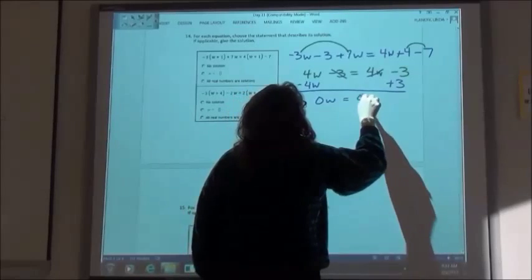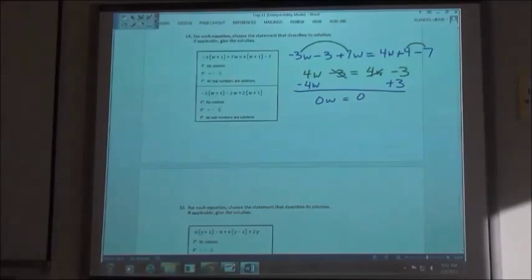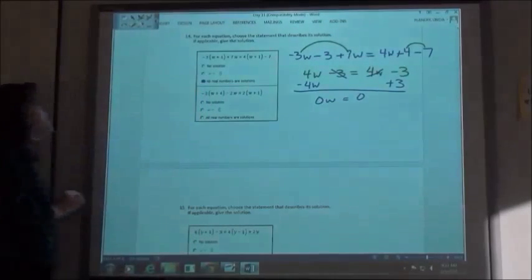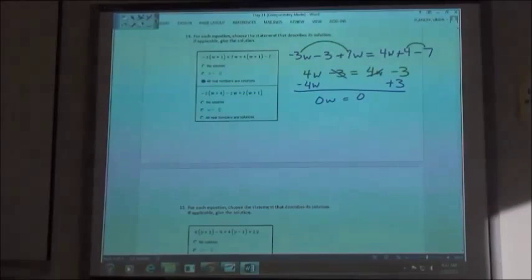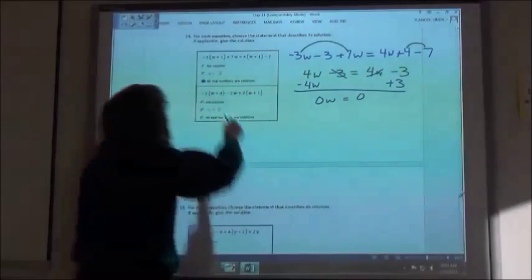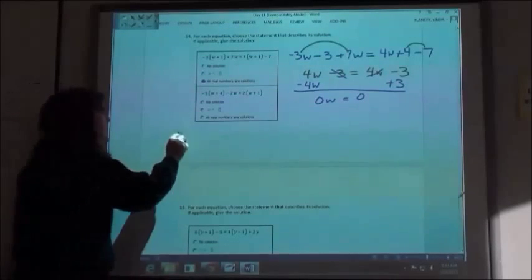And what did we say our answer was going to be if 0w equals 0? All real numbers, because I can take 0 times 1, 0 times 2, 0 times 586, and I'm still going to get 0, right? 0 times every number in the world is still 0. All right. Next one there. This can be negative 3w.